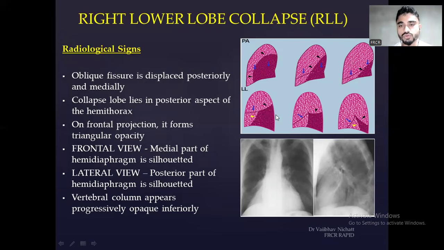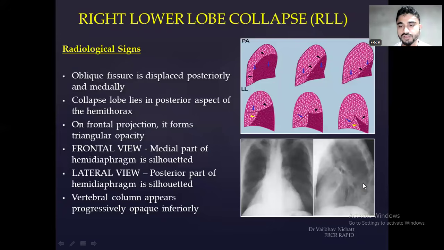As the right lower lobe collapses, there will be inferior and posterior displacement of the oblique fissure, and similarly of the horizontal fissure, like this. Okay, so the oblique fissure will be displaced posteriorly and medially. Like we said, this is the oblique fissure, it will displace posteriorly, and on the frontal radiograph it will displace medially. Okay, the collapsed lobe lies in the posterior aspect of the hemithorax, like we have discussed.